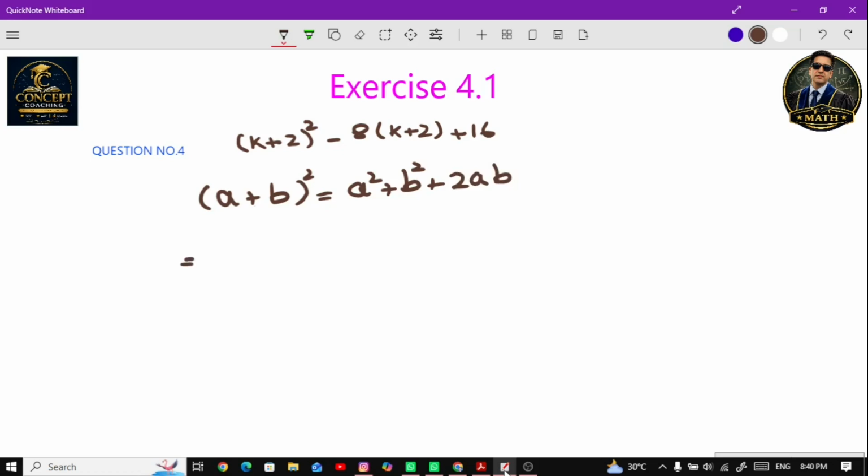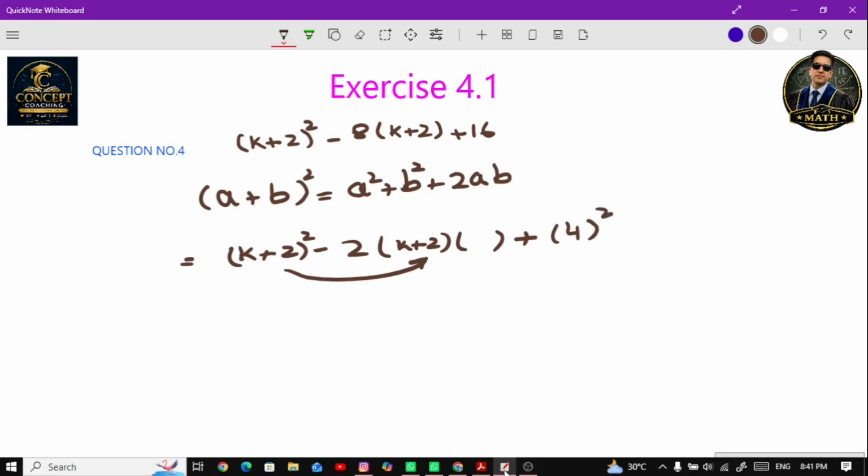Instead of a we have k plus 2 here, and now this is (k plus 2) whole square, minus 8, and we write the 2 here from the formula, and then k plus 2, this value goes here, and we will leave this bracket blank, and plus we have this 16, this is the 4 square, so we write 4 here. So this formula completes here.